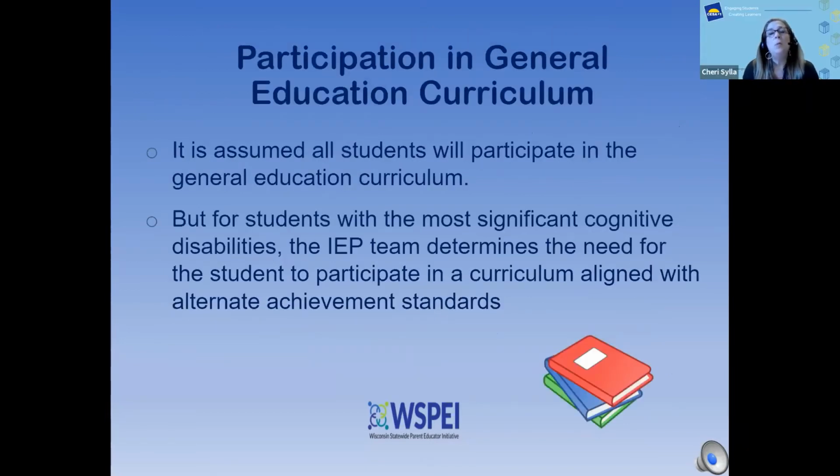Because no matter what student it is, we're always first assuming the student will participate in the general ed curriculum. But also, as it says here, some students that have more significant cognitive disabilities may actually participate in an alternative achievement standard. So we have the state standards, but we also have the essential elements. That's an alternative achievement standard that's aligned to the state standards in reading and math and things like that.